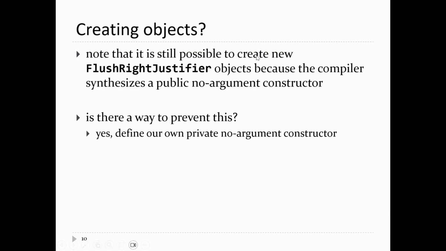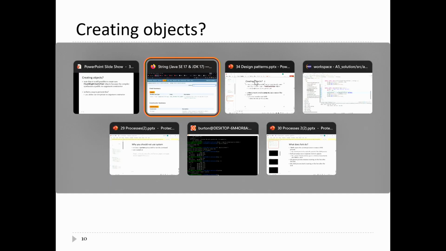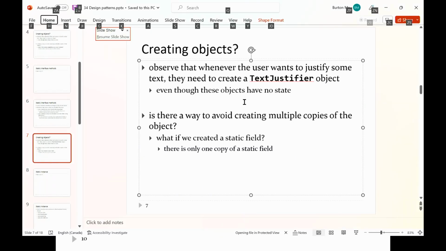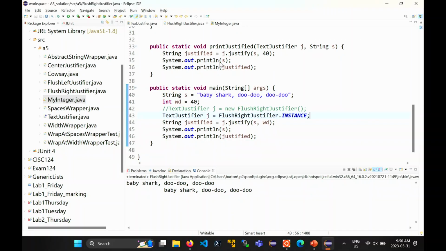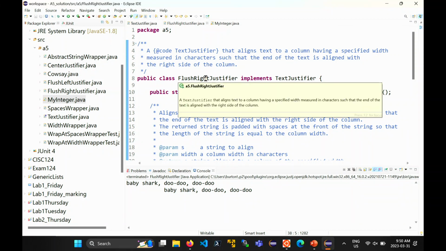Right? We're still not quite done. We're almost done, though. So it's still possible to make a new object. So we'll go back to our class. No, that's not right. Go back to our class. Come on. Okay, so there's our class.